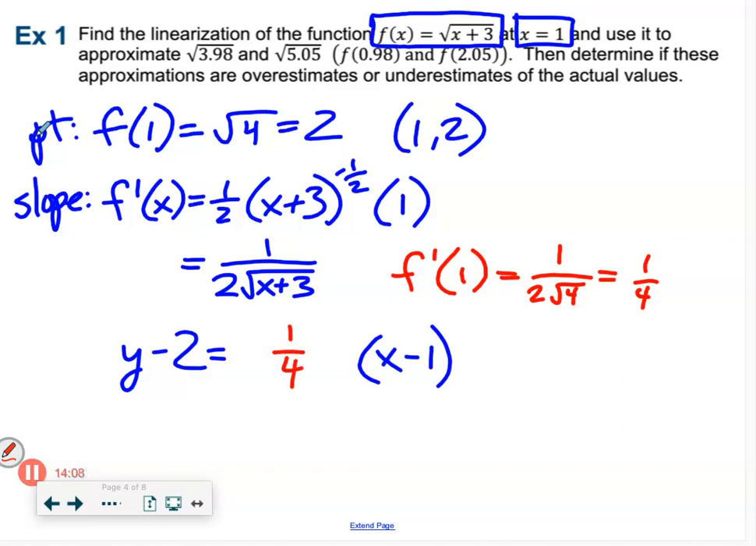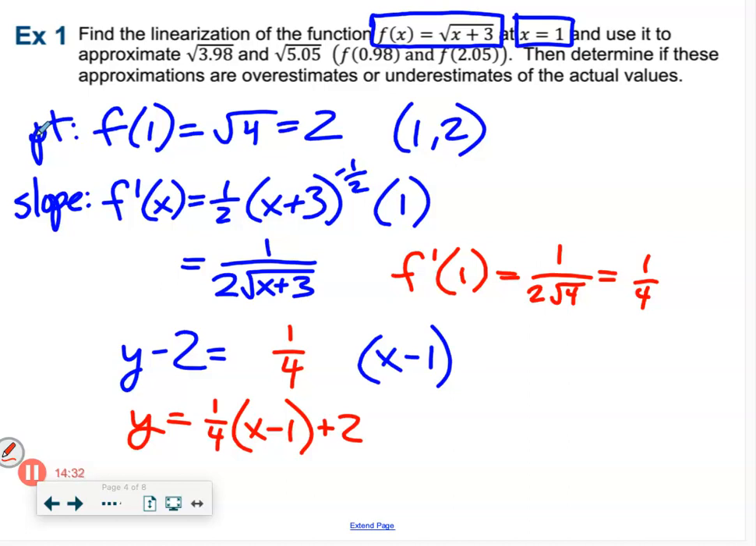When you're doing linear approximation, it's usually honestly easier if you go ahead and solve it for y. You don't have to, but I'm going to just move the 2 over. I'm not going to do anything major. I'm just going to put the plus 2 on the other side because I have to plug a bunch of numbers in for x, so it's easier if it's already solved for y.